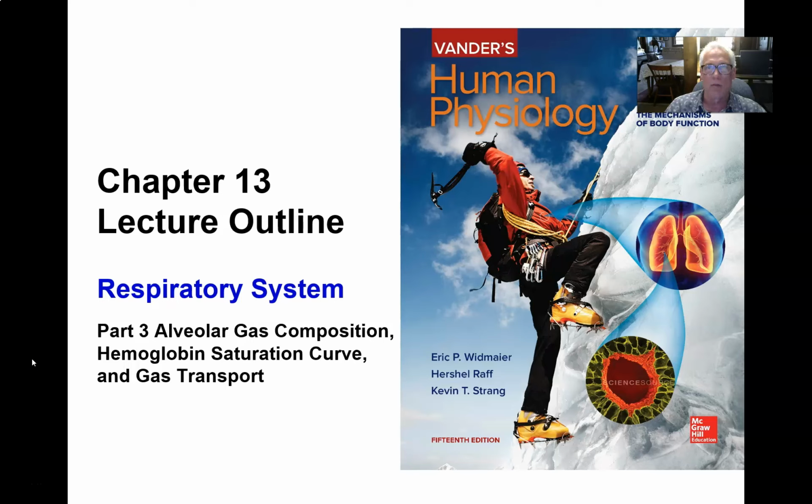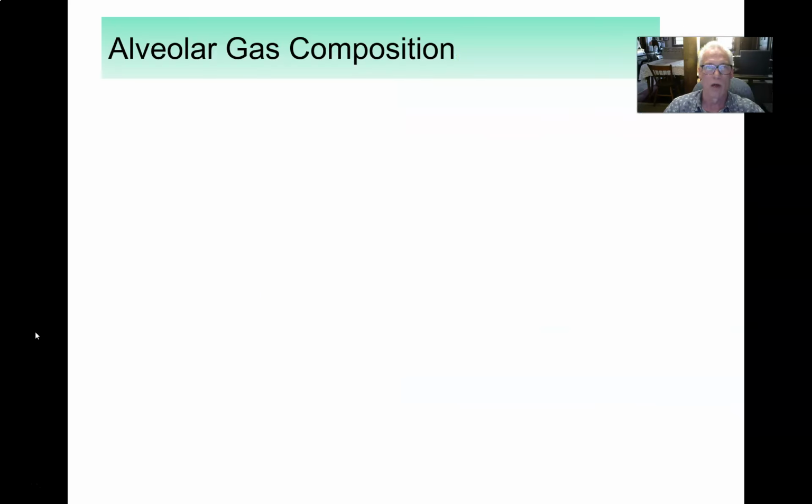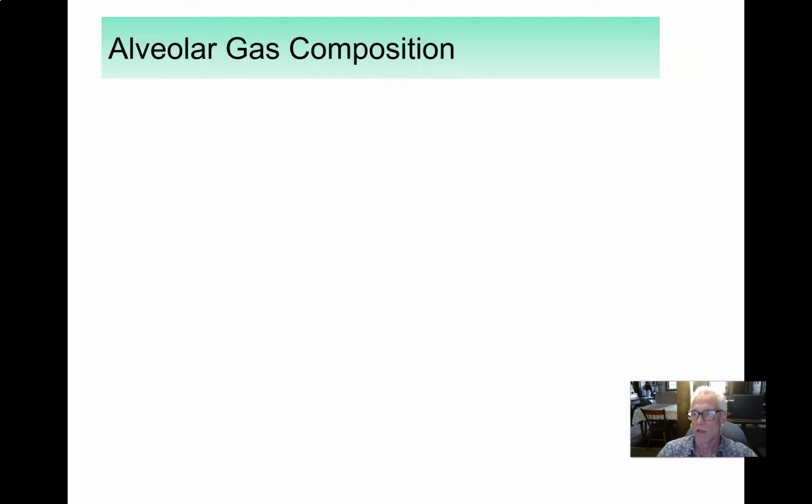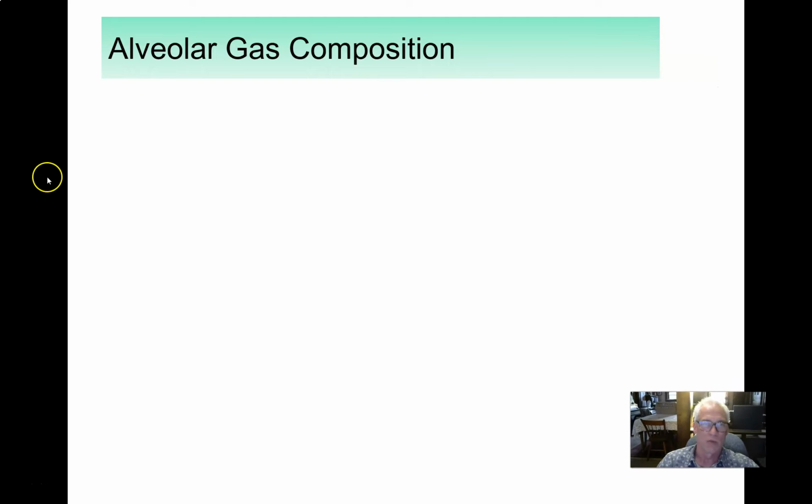In this third installment of our discussion of the respiratory system from chapter 13 of our physiology textbook, we'll look at alveolar gas composition, hemoglobin saturation curve, and gas transport. How are the gases actually physically transported in the blood? So first, let's look at the gases in the alveoli. That's what the blood is going to encounter when it enters the lungs.